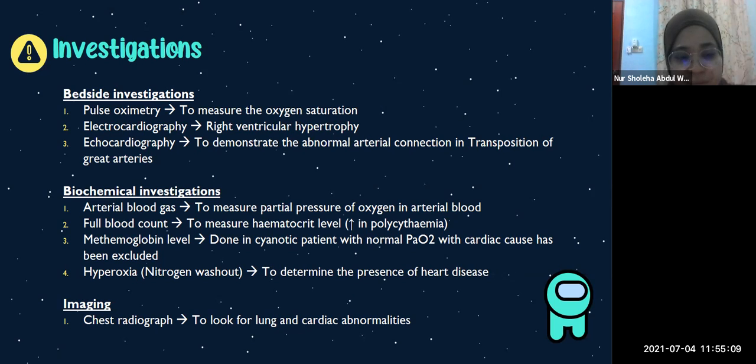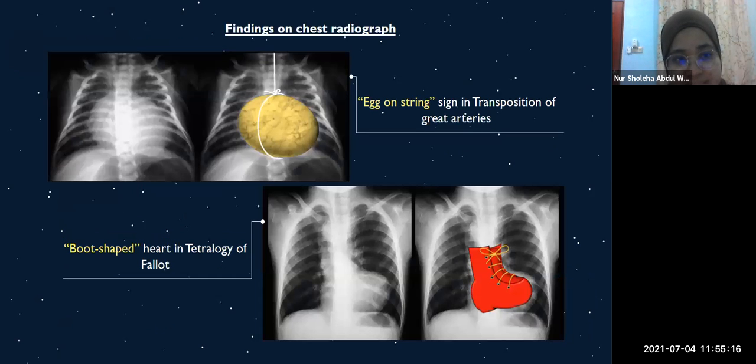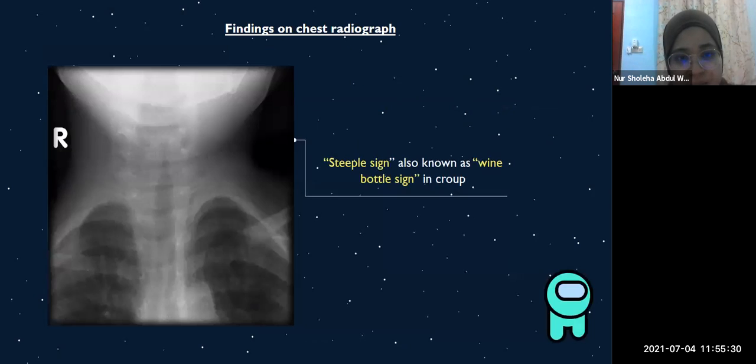And then for imaging, we can do a chest radiograph to look for any lung or cardiac abnormalities. On the chest radiograph, we can see first the egg on string sign in transposition of great arteries. We can also see a boot-shaped heart in tetralogy of Fallot. And we can also see the steeple sign, also known as the wine bottle sign, in croup.